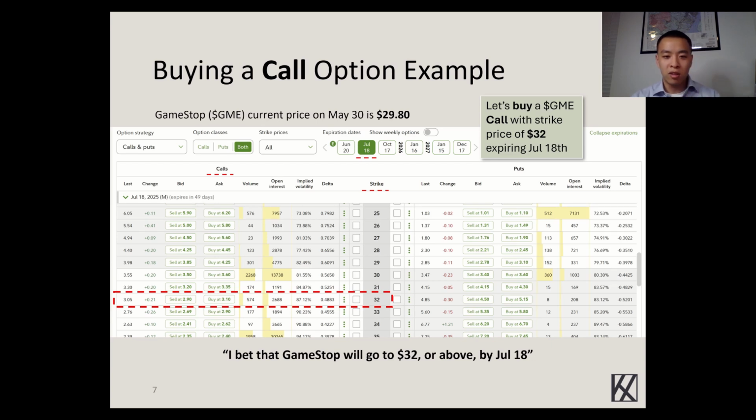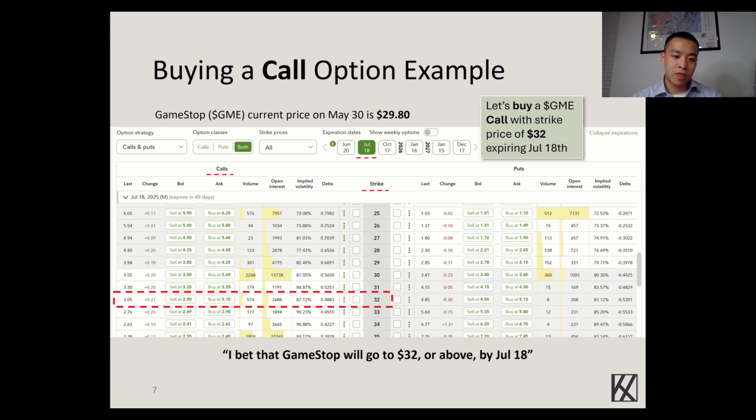So I'm going to go to the middle. These are all my strike prices. The current price of GameStop is $29.80 as of May 30th. So that's in between 29 and 30. You're going to see like a color line division. And I'm just going to go lower to 32. Boom. There's my $32 call option, left side.